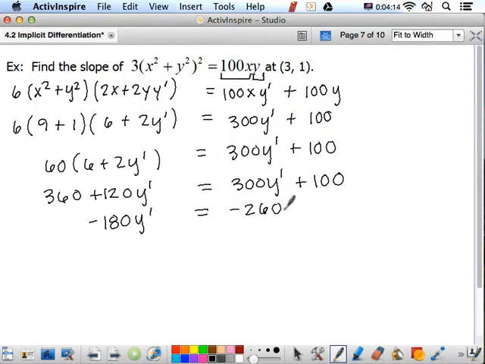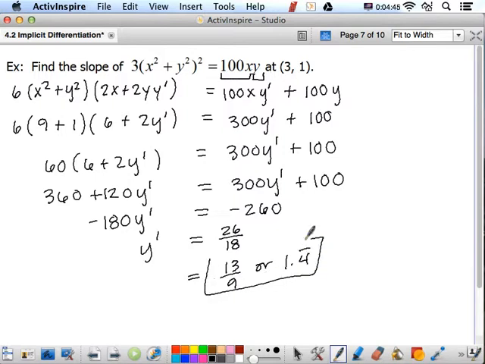I'll divide both sides by negative 180 so that the slope, or y prime, will be negative 260 divided by negative 180, which is really positive 26 over 18, which will simplify further. They're both simplifiable by 13, right? Well, no, not by 13. By 2, and it will simplify down to 13 over 9. Or if you give it to me as a decimal, that's 1.4 repeating. So that's what we're looking for there.